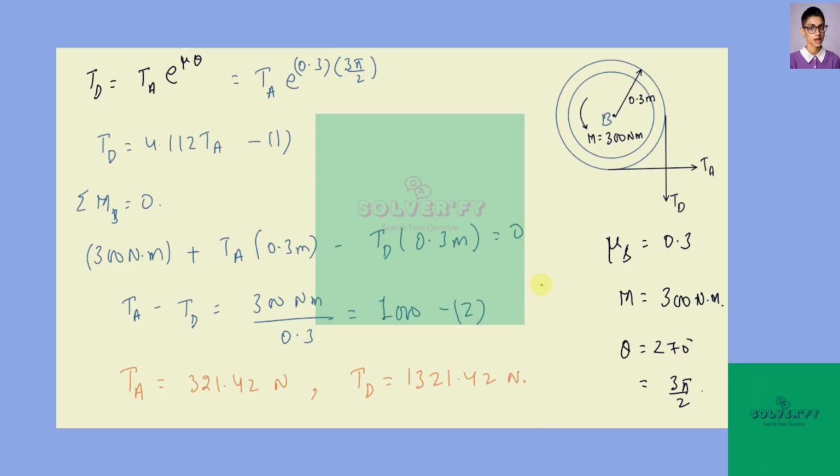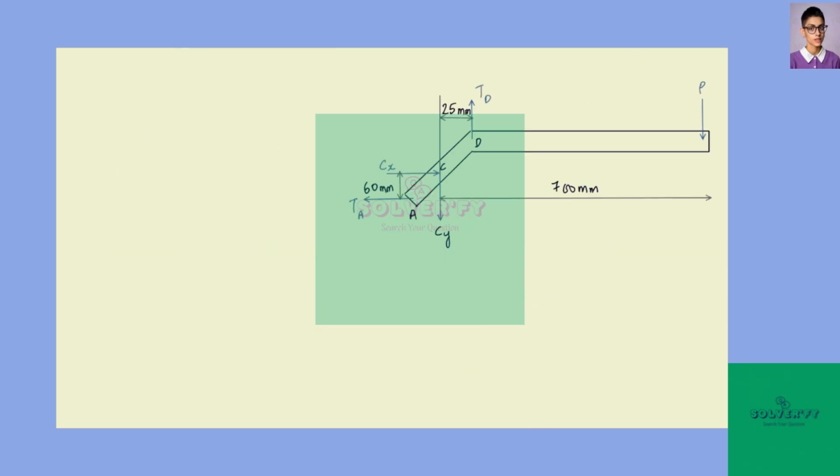Next we'll consider the free body diagram of the lever. Now this is the free body diagram of the lever. Our aim was to calculate the value of force P. For that we should take moment about point C, because we don't know the values of Cx and Cy, but we have TD and TA. If you calculate the moment about point C, the moment because of these forces Cx and Cy would be 0, so it is better to take the moment about point C. So sigma MC would be equal to 0.